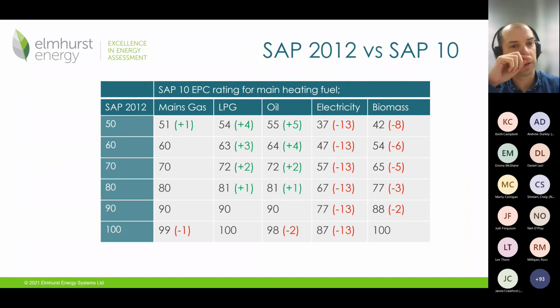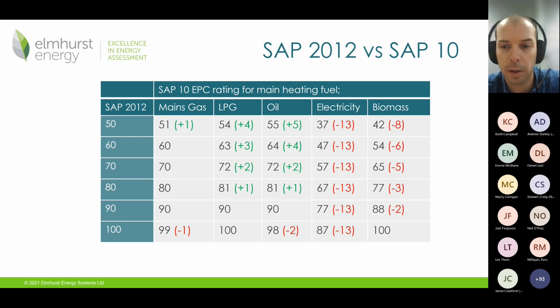To put that in a bit of context, BRE produced a table where they showed different dwellings and their scores in SAP 2012 and how they would then result in SAP 10. And the main change is electricity, because we've seen the costs go up. So for example, an 80 rated building in SAP 2012 would come out as a 67 rated building in SAP 10. So that's a huge change, really, just from that change of fuel costs. Minor changes for the main fuels. Conversely, LPG and oil have got better because their costs have come down. And biomass, their costs have gone up, but not by as much.